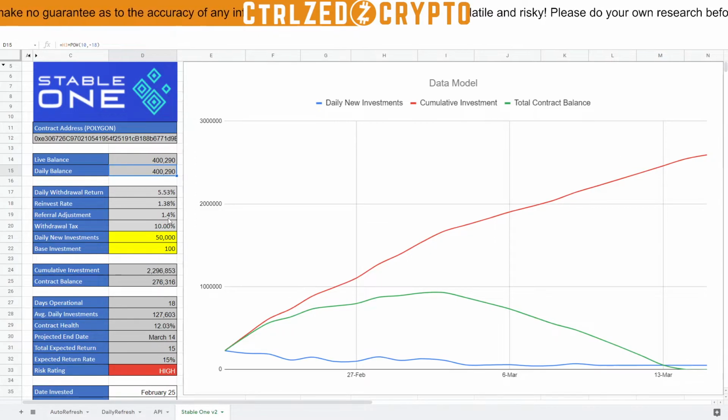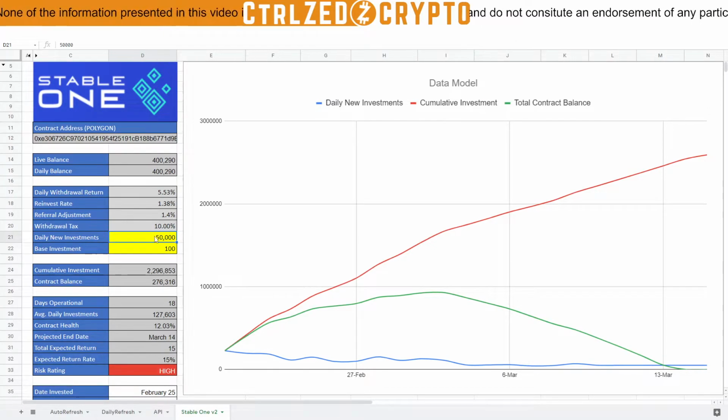I've got a referral adjustment because some people also get paid additional based on referrals, and that is just an adjustment to make sure that the numbers work. Because we don't know how much that rate is being paid out, because not everything is actually readable on the chain easily, I made an approximation there. I've got a 10% withdrawal tax that is paid out to the devs when you make a withdrawal. That needs to be accounted for.